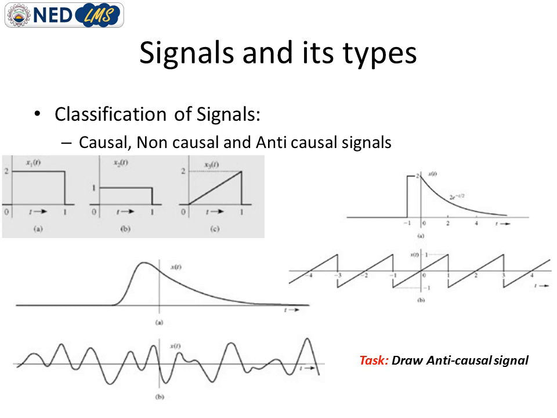So by using this expression or mathematical definition, your task is to plot an anti-causal signal. You can easily plot an anti-causal signal with the help of these causal signals. Just focus on the definition, that is, an anti-causal signal is one which is 0 for t greater than or equal to 0. So your task is to plot an anti-causal signal with the help of these causal signals.